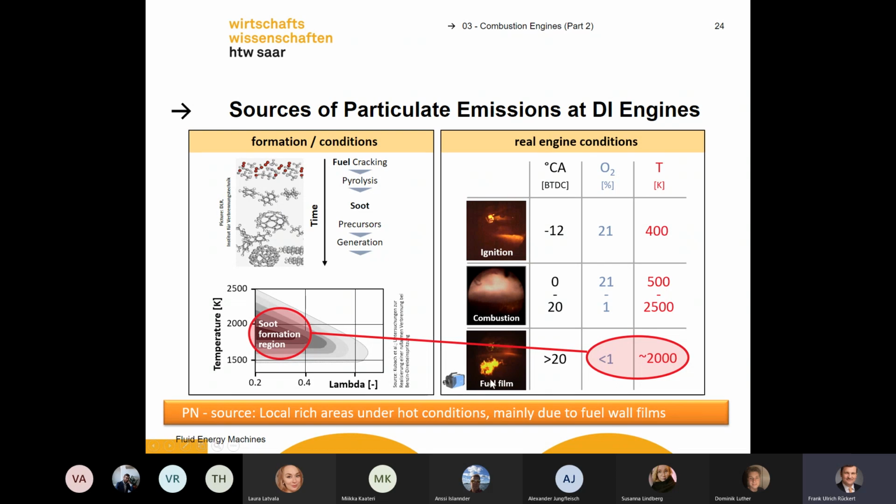And the soot will also produce a lot of radiation. So if you want to have radiation, you have to produce soot. This is also used in big power plants, in coal power plants. Sometimes they try to produce a bit of soot to get a high radiation flame inside the power plant to start the combustion process.